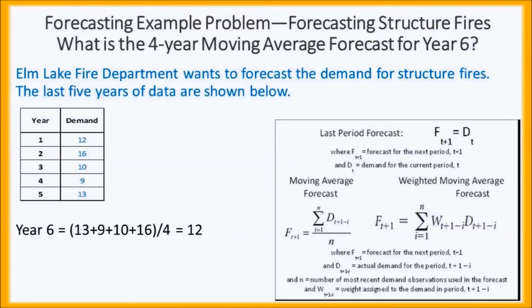But this particular problem was asking for the forecast for year 6, so that means we are standing in year 5, and we look at those 4 most recent data points, 13, 9, 10, and 16, add them up, divide by 4, and we get the forecast for year 6.